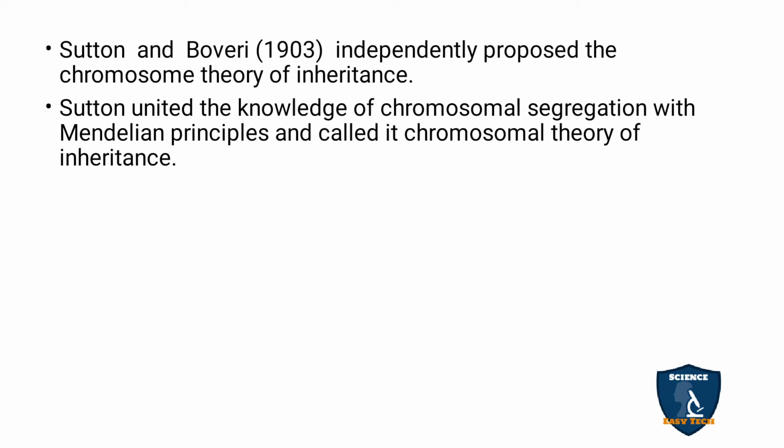What Sutton did was unite chromosomal segregation and the Mendelian principle. Chromosomes are separated during meiosis, and in the same way, in the Mendelian principle, the gametes are segregated, that is separated, and again fuse to produce a new offspring. Both are united by Sutton, and they gave the theory called the chromosomal theory of inheritance.